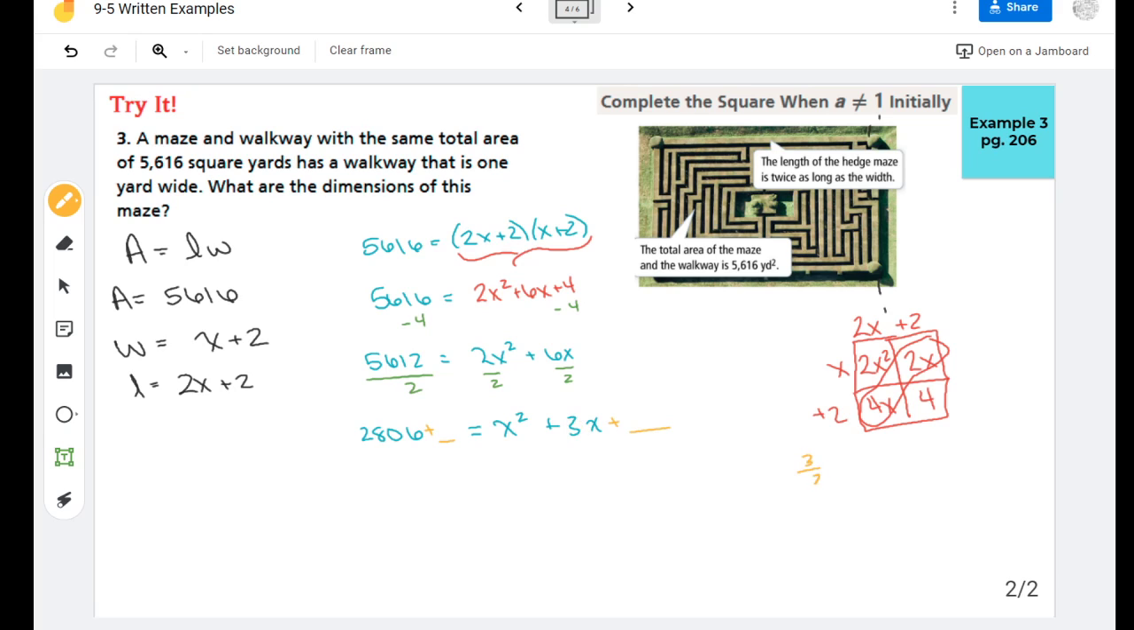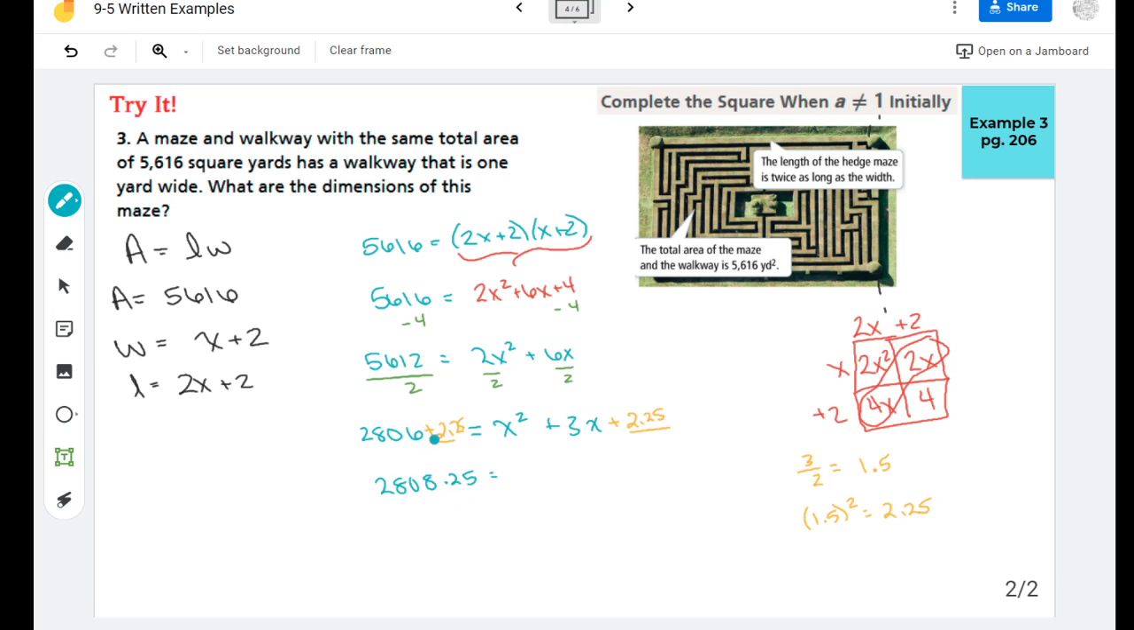Alright, so I'm going to take 3 and divide it by 2, just like we normally do. That's about 1.5. And then I'm going to take 1.5 and I'm going to square it. So 1.5 squared is 2.25. Now, you can do this either as a decimal or a fraction. I usually prefer fractions, but for the sake of this video, I'm trying to keep it as clear as possible for students.